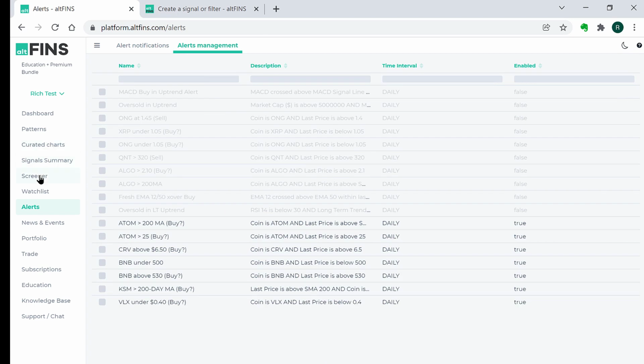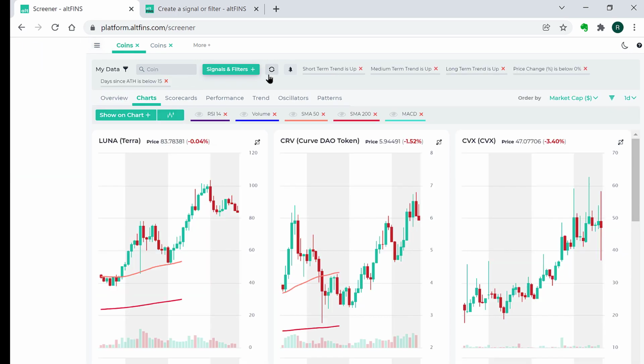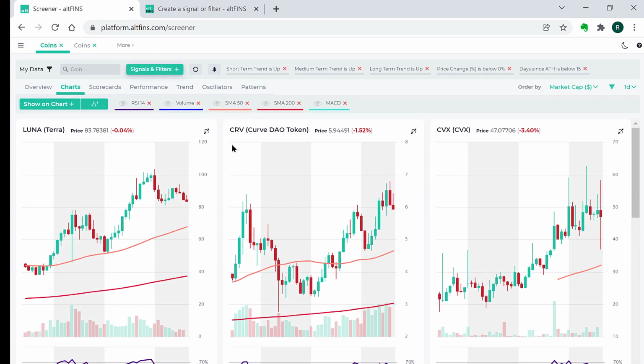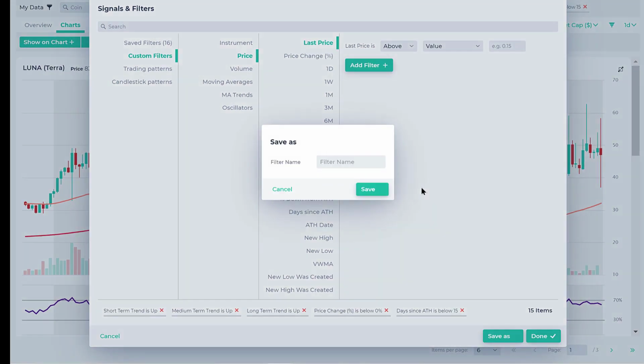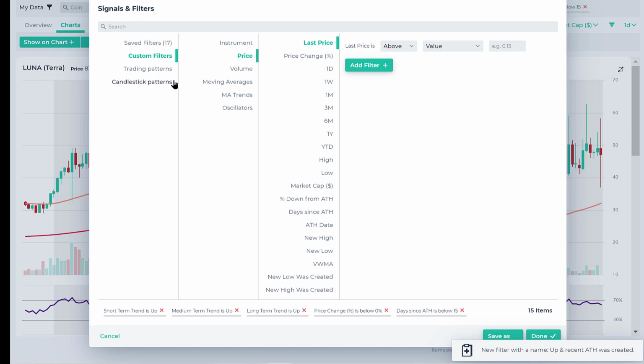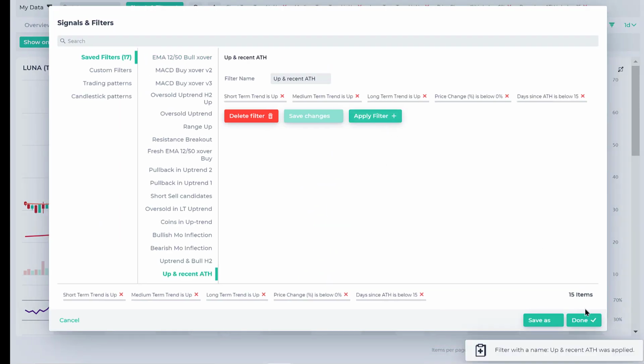So I suggest you recreate the screener that we used to filter these coins, and then you can save it as well and come back to it. And the cool thing is, if you save it, let's just go ahead and save it. So this is up, and close to all-time high, and recent all-time high. So now I have it under my saved filters right here. I can reapply it again in the future.